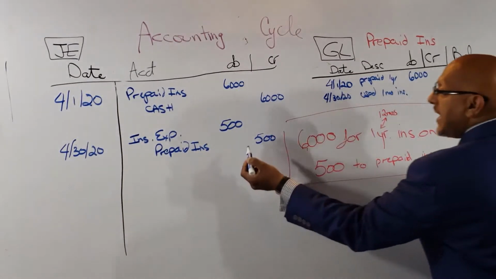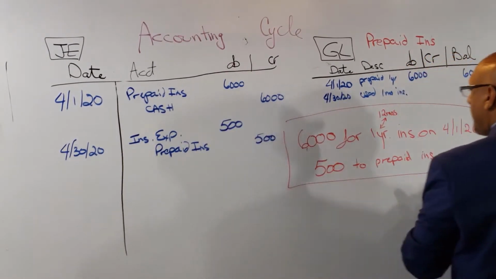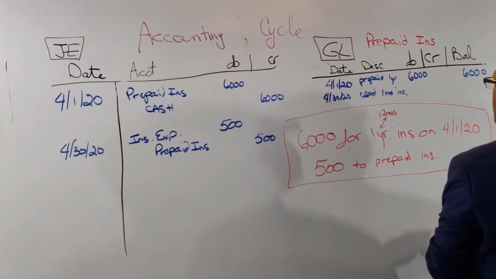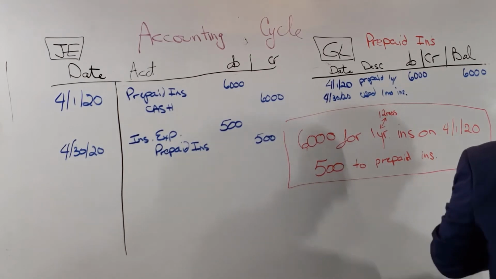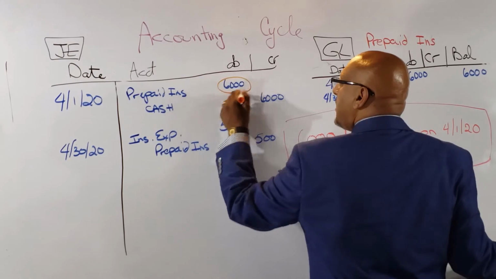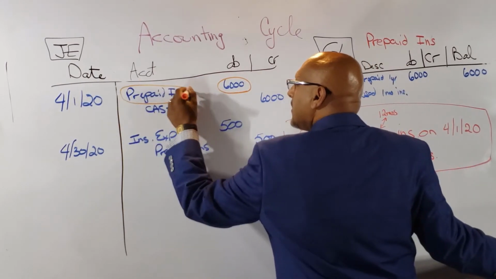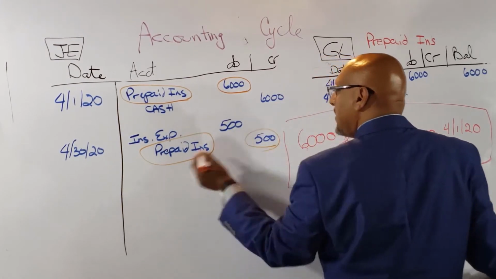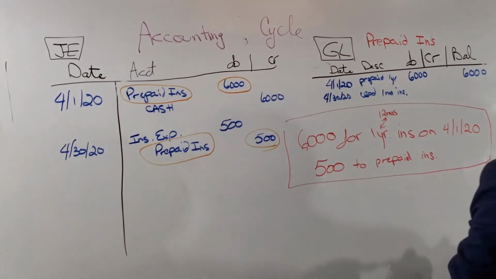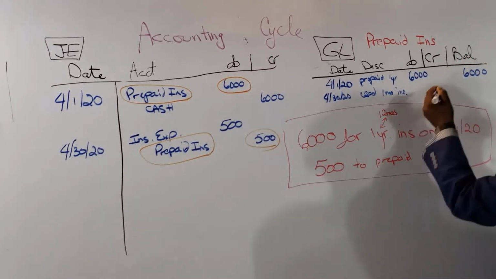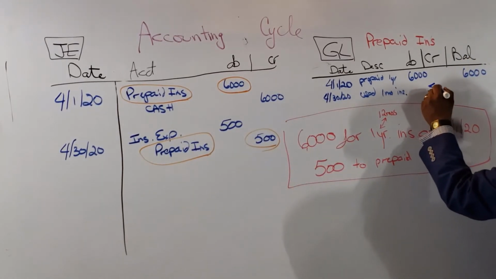And look at the prepaid. If we focus only on the prepaid insurance figures, we have a 6,000 here for prepaid, and we have a prepaid insurance account here for 500. This is a debit, this is a credit. It's in a credit column. So we put 500 over here.